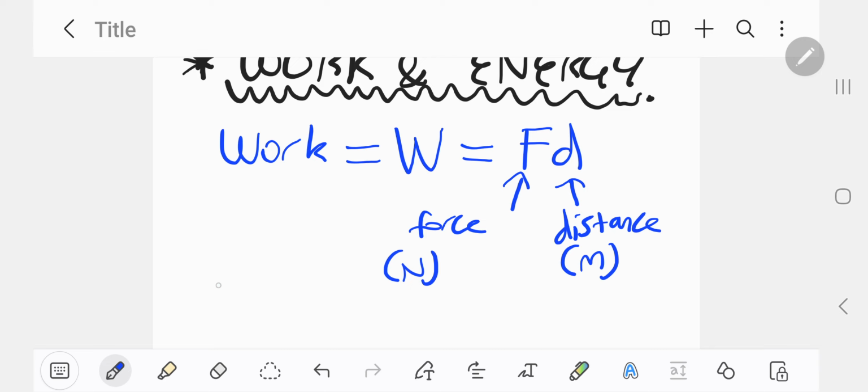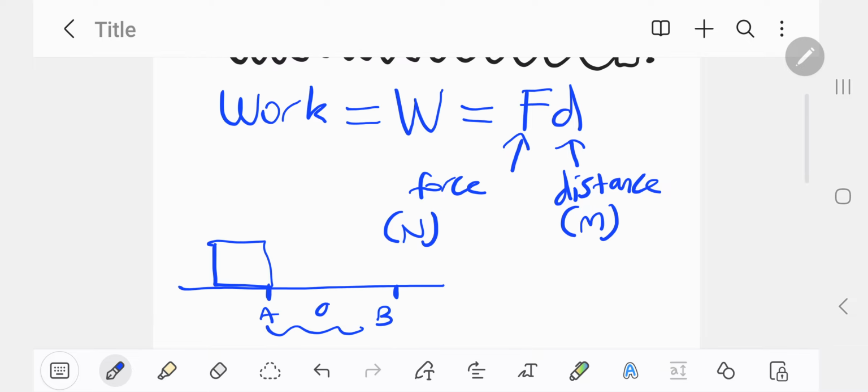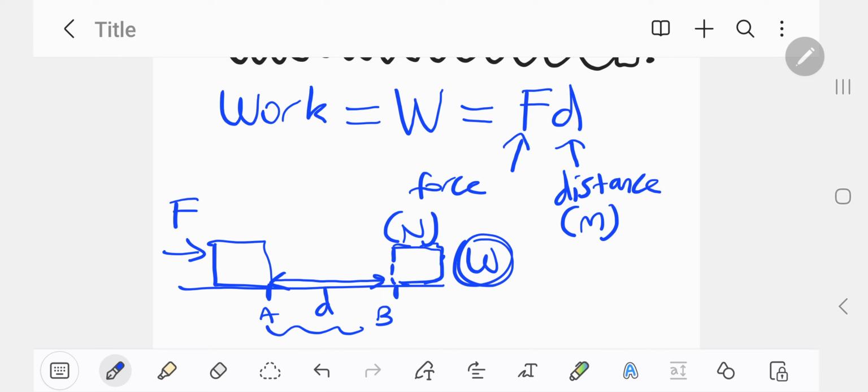So I'll draw a box. Let's say there's a box here. I want to move this box from point A to point B. The distance is the length between these two points. That's d, a straight line length. And if I'm pushing it, I'm applying a force F. And when I do that, it ends up at point B sometime later. The box appears here, and I would have done work on the box.